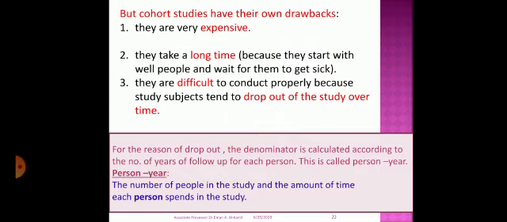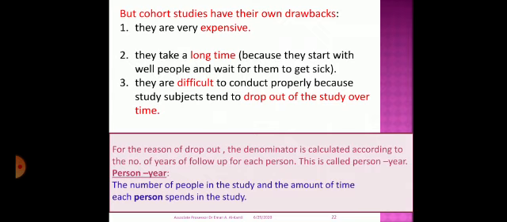Also, it is difficult because some of the people may drop out from the study, and this will lead, for example, to misreporting of the cases of the disease or the effect. Dropout means that some of the people stop participating in the study. So this will result in losing some persons from the follow up, and this will affect the result of the study.